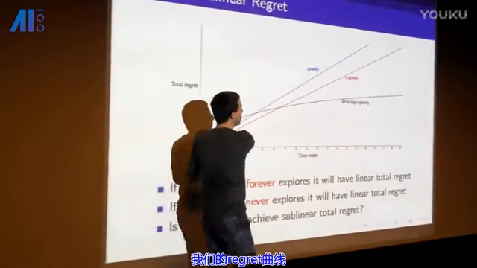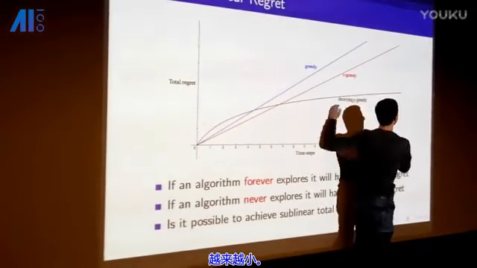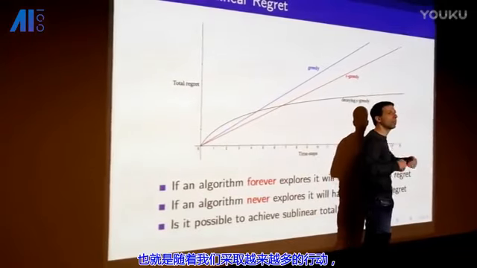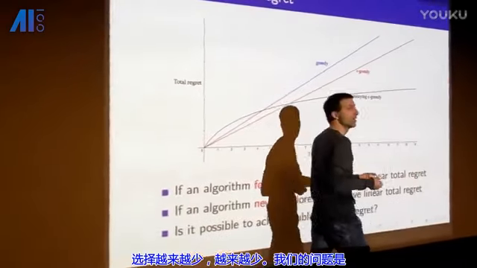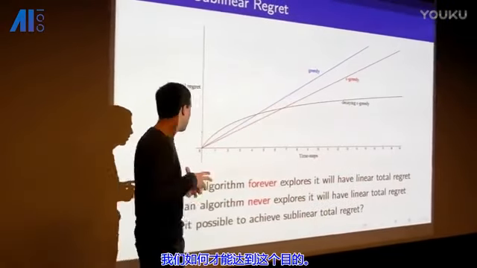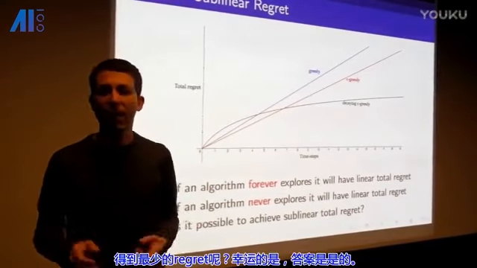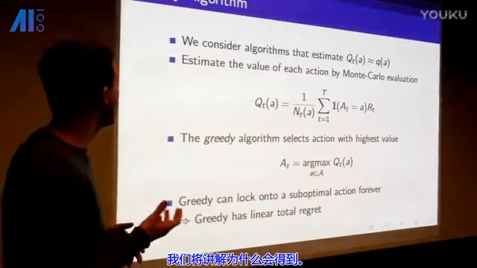We want something that starts to asymptote out. We want something which gets less and less regret as we see more and more. We want to do better and better and regret our choices less and less as we go on. And the question is, how can we achieve that? Is it possible to achieve sublinear total regret? And happily the answer is yes, and we'll see why.